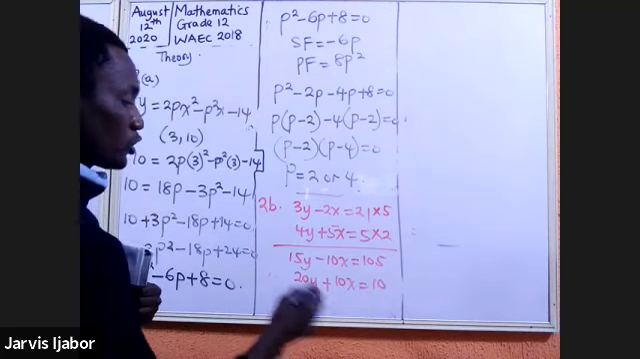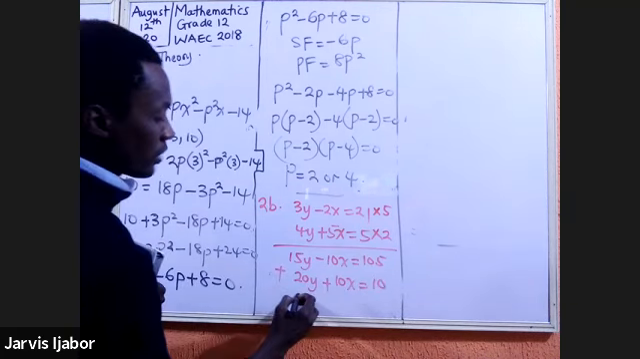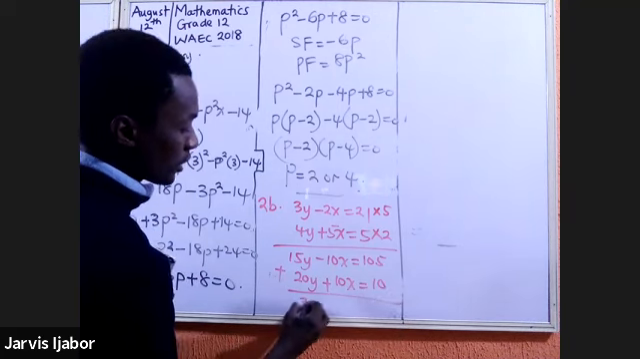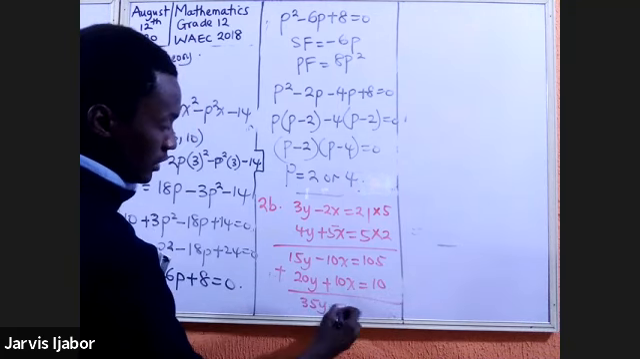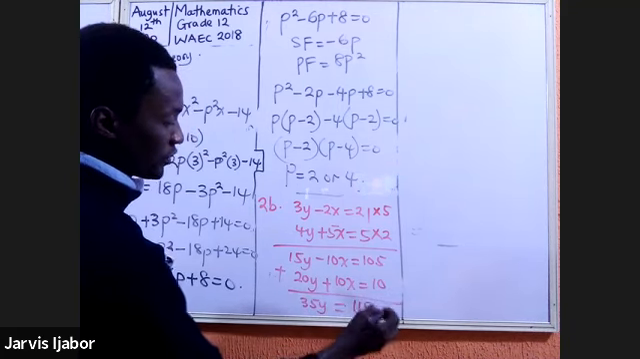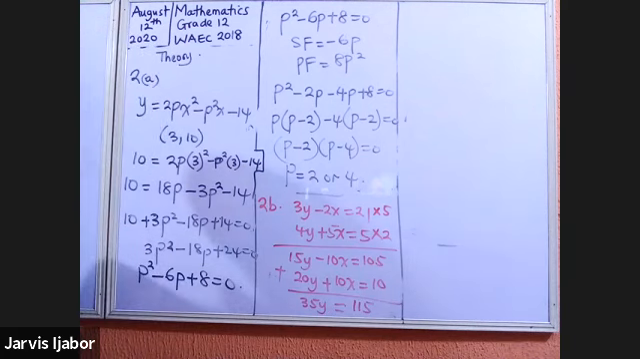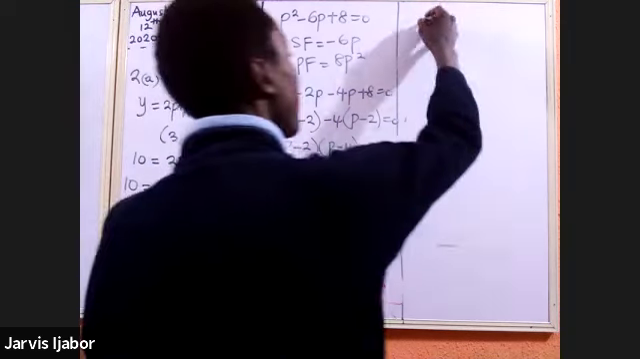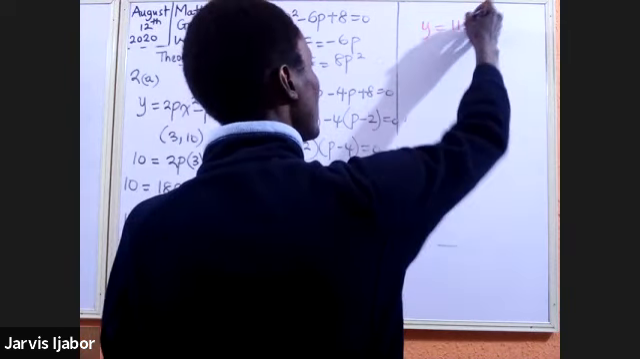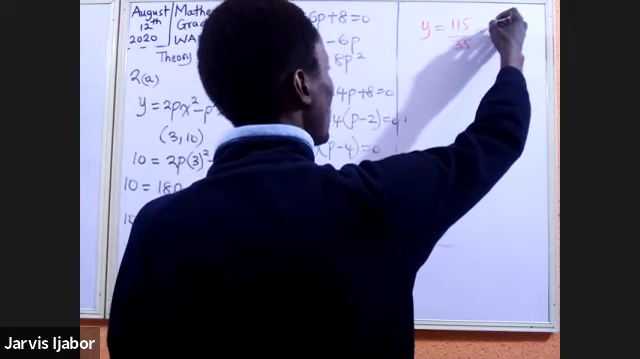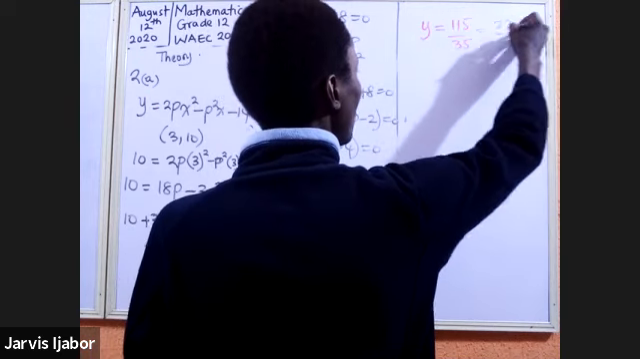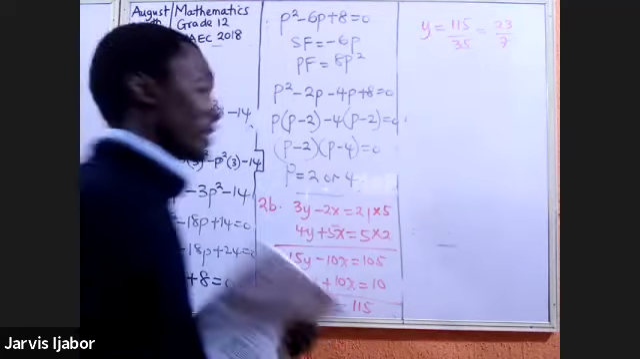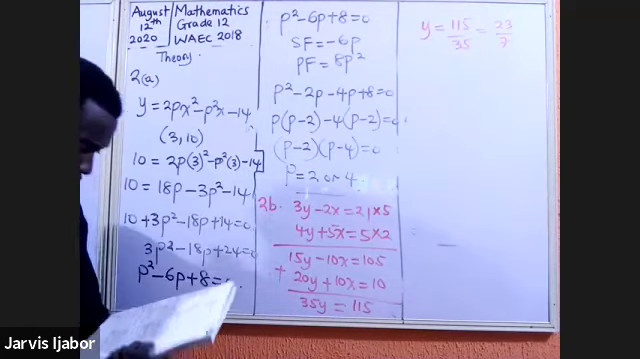So what do you do? You add, and by adding that will give me 23y equal to 115. 23y equal to 115. So you mean that y will be equal to 115 divided by 23.